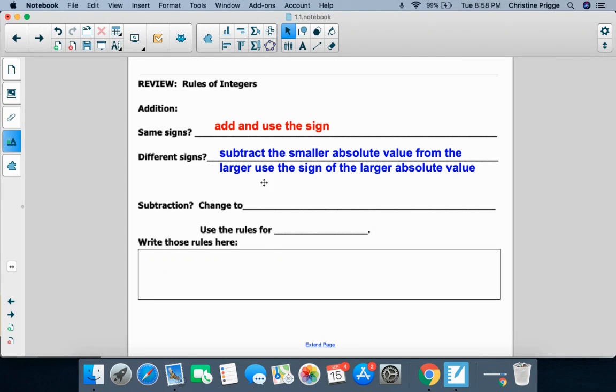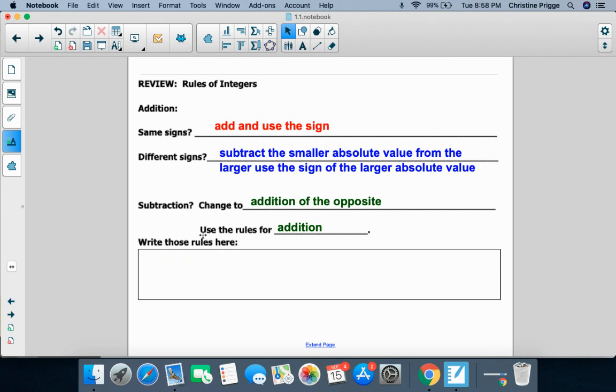Okay, so we did this, but we haven't done any subtraction yet. When we actually subtract with integers, we know that we have to change them to addition of the opposite. All subtraction becomes addition problems. Once we change our subtraction to addition, we can then use these two rules to solve. We use the rules for addition. So we don't have subtraction in our world anymore. We change all subtraction to addition problems, and then we use these two rules.